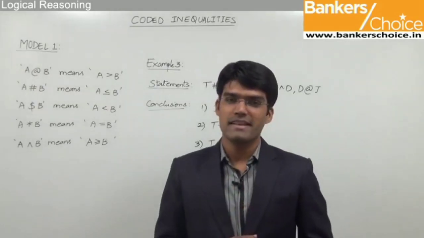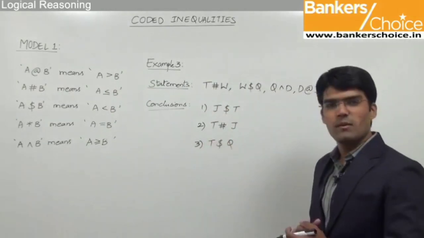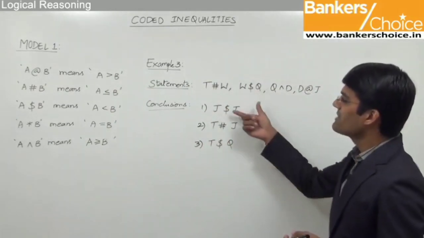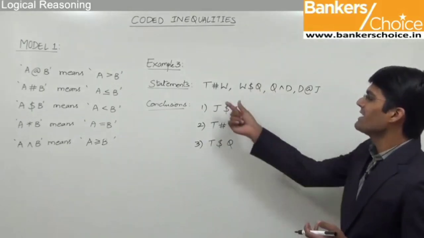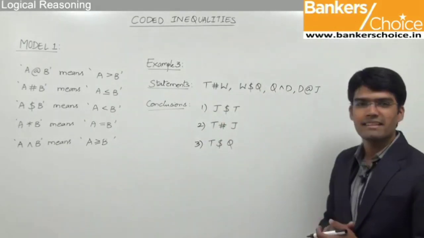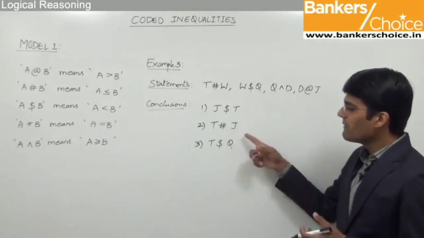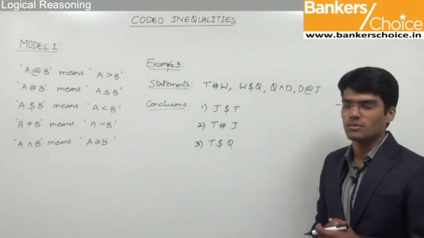Let us now take another example based on the model that we have just discussed. Here again the information given remains same, only the statements and conclusions have changed. So the statements are T#W, W$Q, Q∪D and D@G. So let us first find out the correct inequation and then verify which of the given conclusions are true.